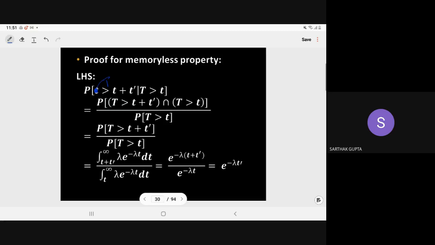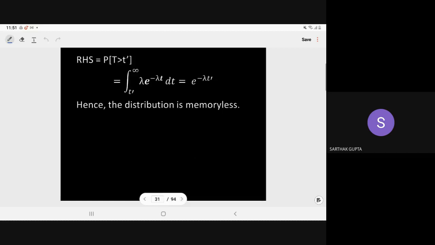So e to the power minus lambda t dash is nothing but the probability of T greater than t dash, right? So it implies that the right-hand side does not depend on the small t. It depends only on the t dash. Whatever the time we are talking about, it does not depend on the past time. So this implies that there is no aging effect. How much time has elapsed, there is no effect of that.